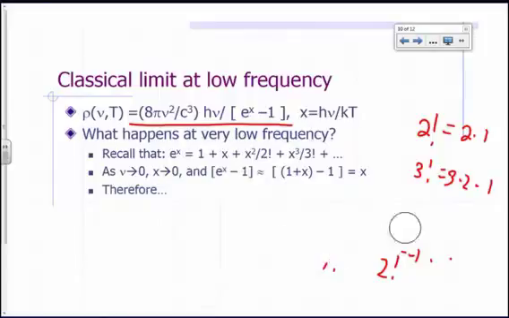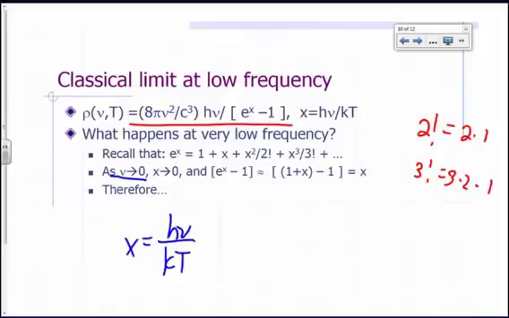Now, what happens as frequency approaches 0? h nu over kT is x, right? So if nu approaches 0, what happens to your x? x also approaches 0, correct? So what happens with e to the x minus 1 if x becomes very small? Look at this expression right here.